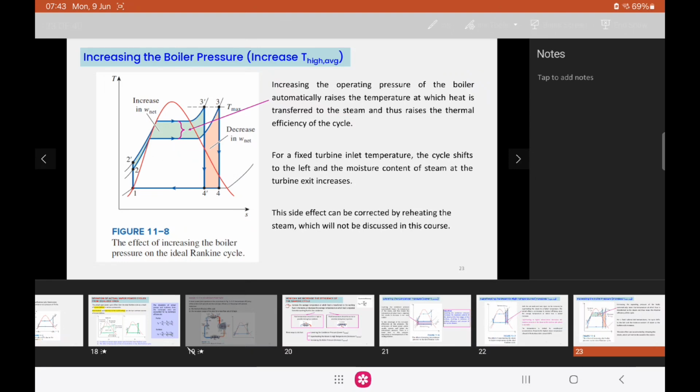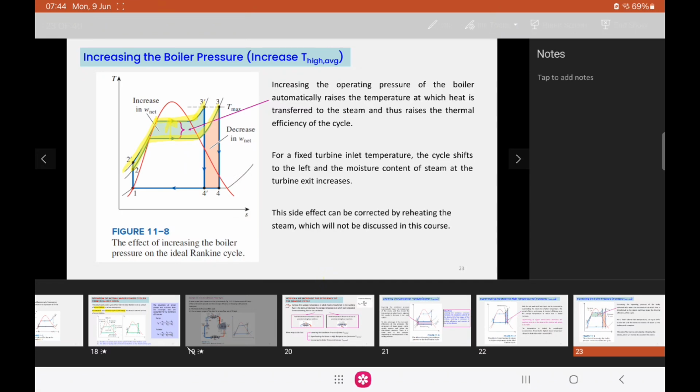Okay, last one, when we increase the boiler pressure. So initially your pressure is here in the boiler. The process in the boiler is from 2 to 3. So when we increase the pressure in the boiler, what happened is we are pushing it up. Now the process in the boiler is from 2 prime to 3 prime. So here again we are increasing the net work of our process.